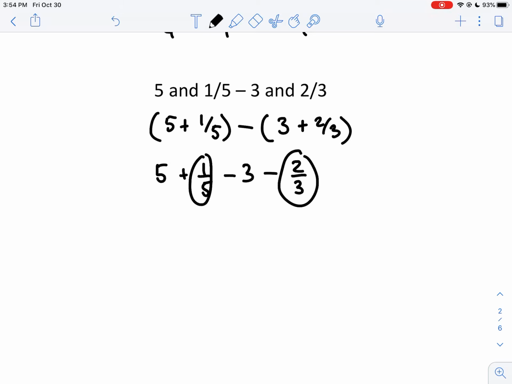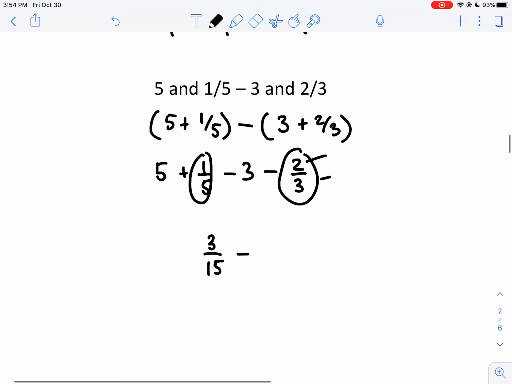If I look at 1/5 and take away 2/3, well, we have to get a common denominator of 15. So that's really 3/15, and we're trying to take away, and then here, multiply by 5 and 5, 10/15. And if we want to avoid negative numbers, then I'm going to want to borrow from my whole numbers over here.